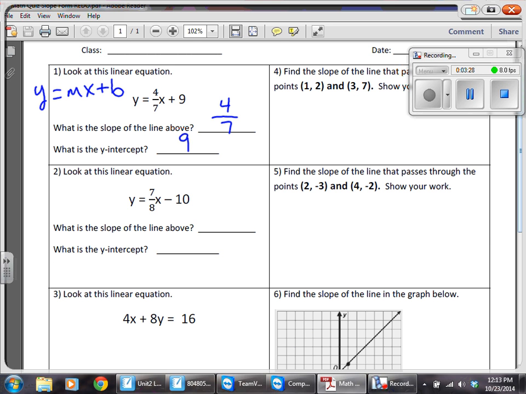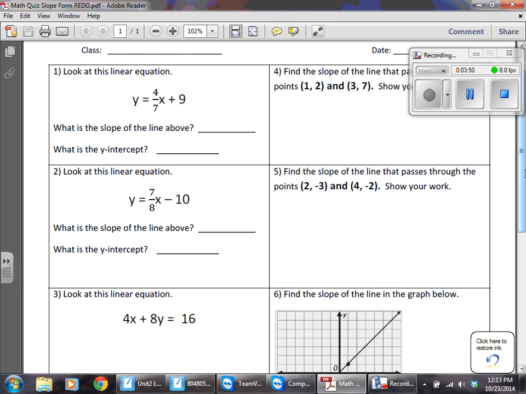Number 2, same kind of question, same equation of a line, y equals mx plus b. Slope is 7 over 8, the number in front of the x. My y-intercept, minus 10, negative 10. So you have to make sure if it's a minus sign, then that makes it a negative 10.